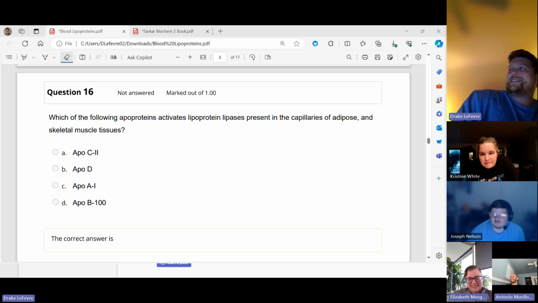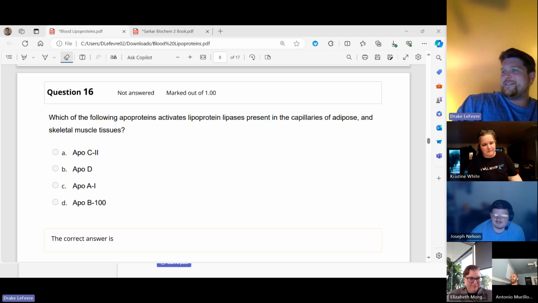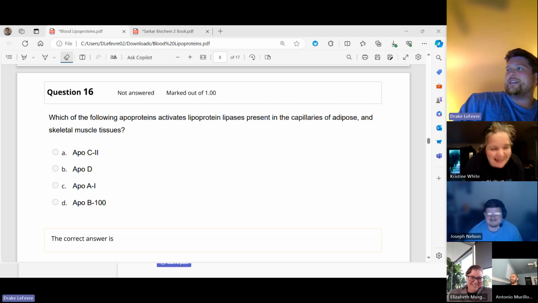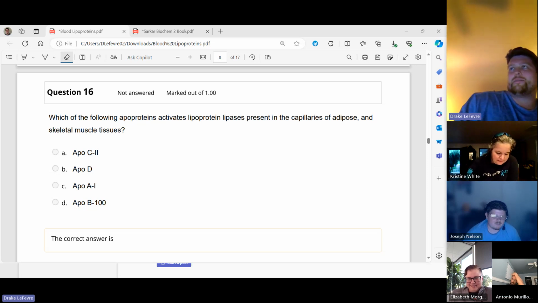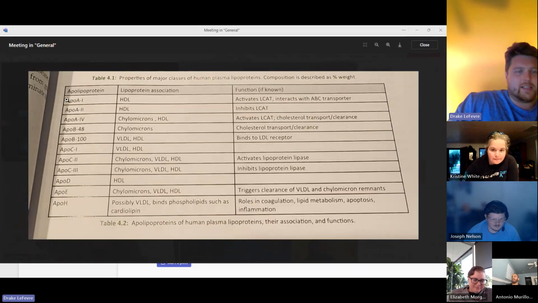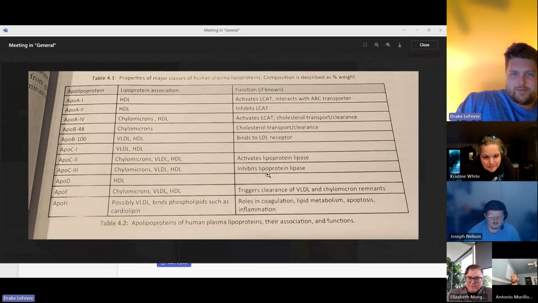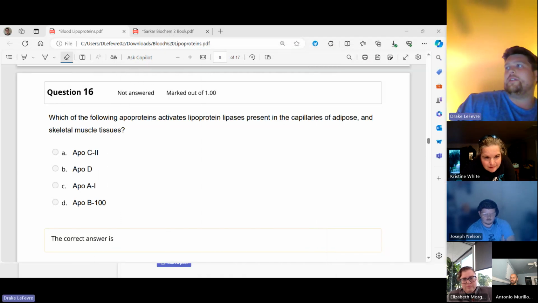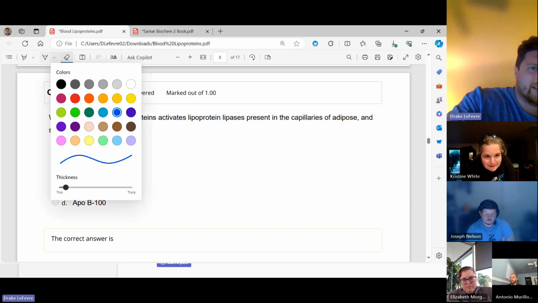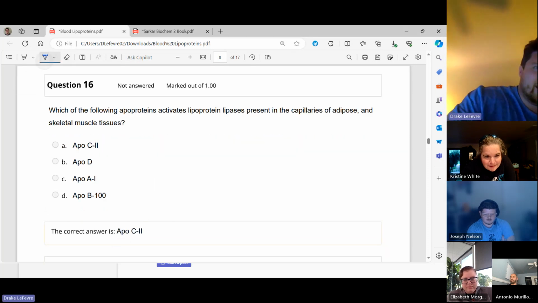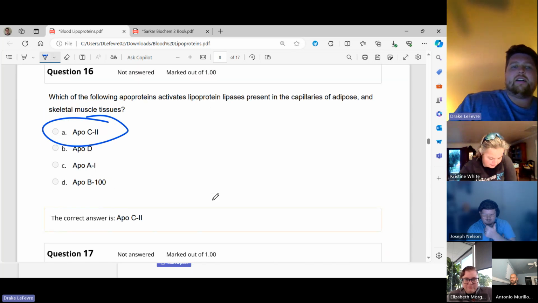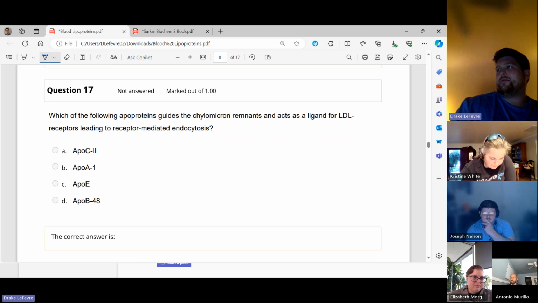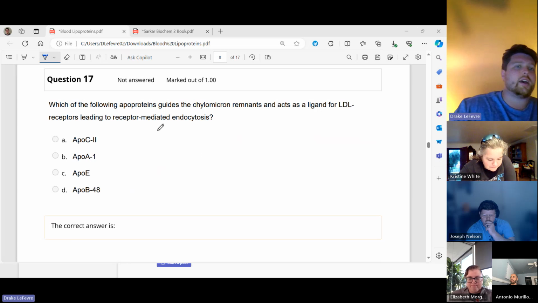Okay, so which of the apoproteins activate the lipoprotein lipase and are in the capillaries, the adipose, and skeletal muscle tissues? If we look at our pretty little chart, let's take a look-see. Activates lipoprotein lipase, ApoC2, and as if by magic, if we use the exact chart like we're supposed to, that in fact is the answer. Woohoo! I feel like that specific chart is going to be most of the questions on this chunk of the exam.